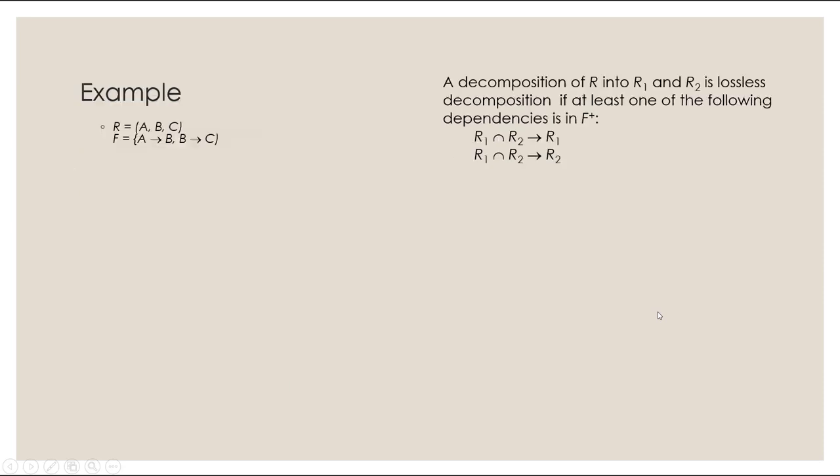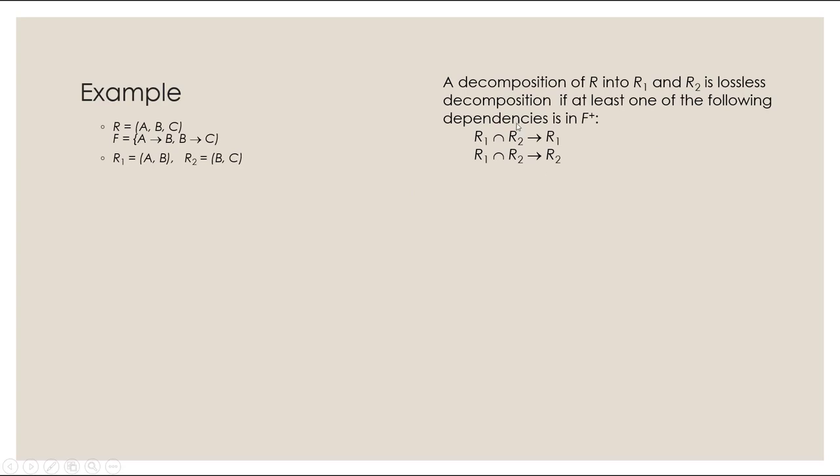Okay, let's take a look at the example here. R has A, B, and C. We have two functional dependencies. One is A determines B, and B determines C. So this is decomposed into R1 and R2. R1 contains A and B, R2 contains B and C. We want to know if this particular decomposition is lossy or lossless. Ideally, we want it to be lossless. We don't want to lose any information.